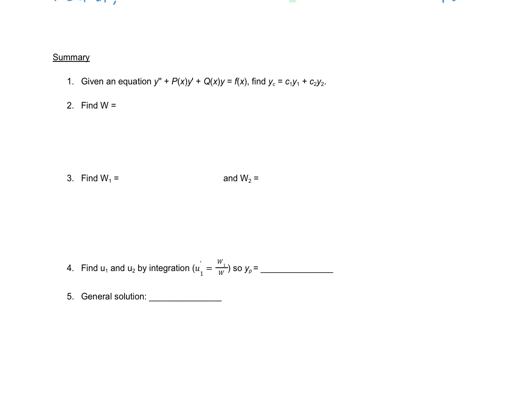Here is the summary of what we just talked about. First thing, you're going to have an equation that is non-homogeneous, and as a reminder, it's going to need to have a lead coefficient of 1. We're going to use that to find the complementary solution. So remember, that comes from the homogeneous equation, the one where we're set equal to 0. Then we're going to find the Wronskian. So the Wronskian would be y1, y2, y1 prime, y2 prime.